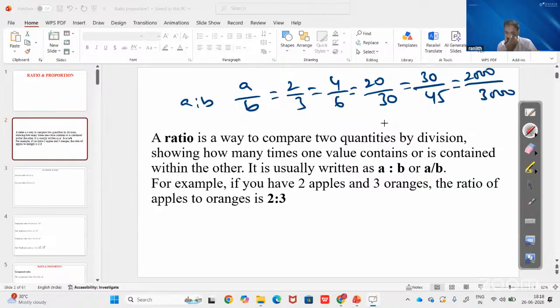Compare two quantities by division. So how many times one value contains or is contained within the other. So we can compare like this.